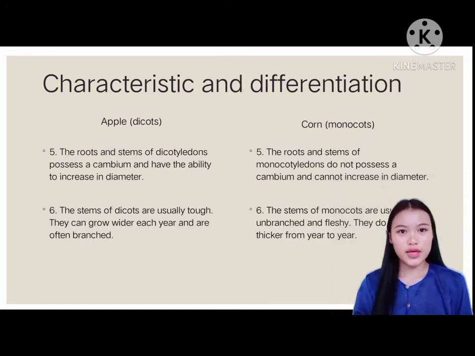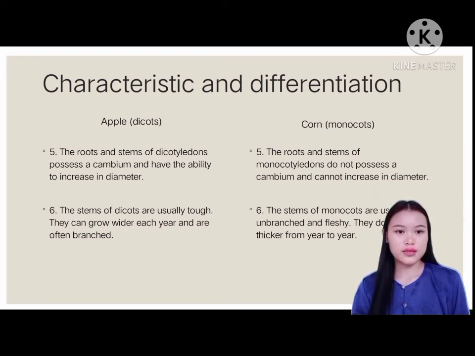For apple tree, the roots and stem of dicotyledons possess a cambium and have the ability to increase in diameter. The roots and stem of monocotyledons do not possess a cambium and cannot increase in diameter. The stem of dicots are usually tough. They can grow wider each year and are often branched. The stem of monocots are usually unbranched and fleshy. They do not grow thicker from year to year.